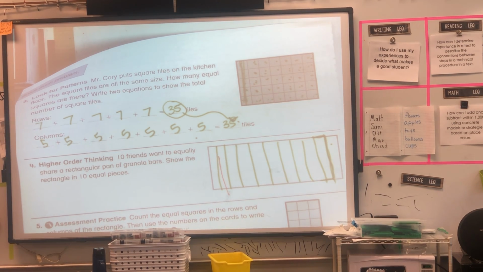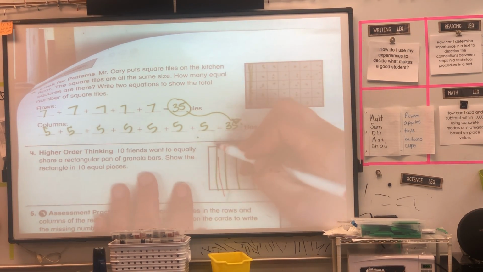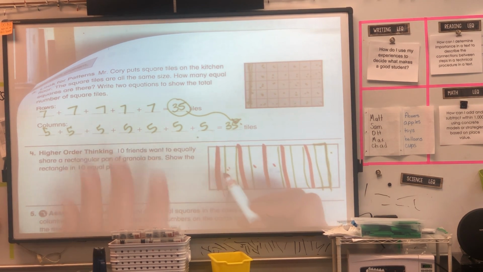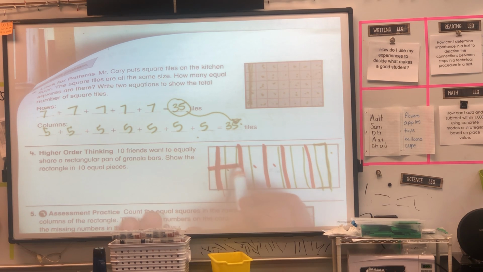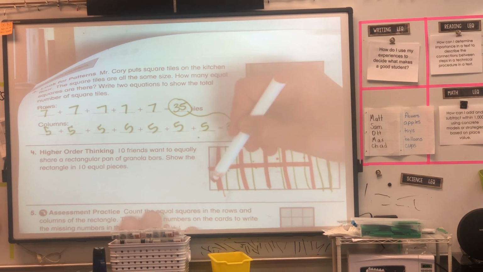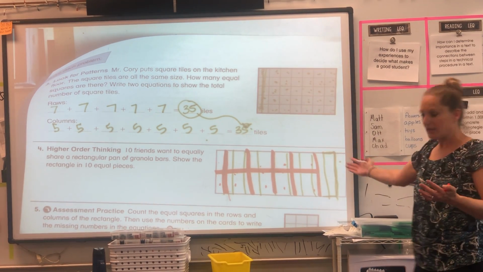5 columns. Ooh, okay. So I'm going to use a different color, so we know we're using a different way of doing it. So, 1, 2, 3, 4, 5. And then 2 rows. If I do 2 rows, 1, 2, 3, 4, 5, 6, 7, 8, 9, 10. Do I have equal? Yes.